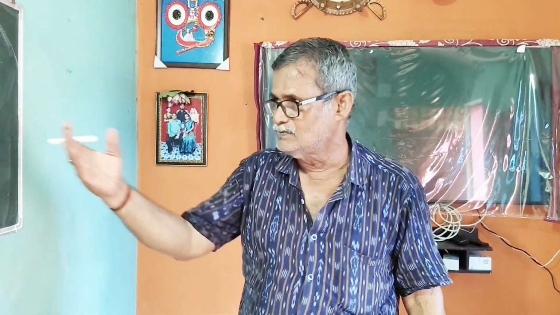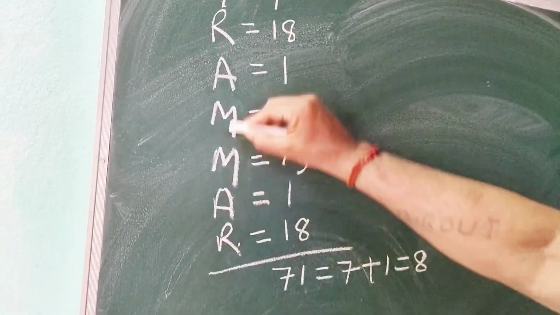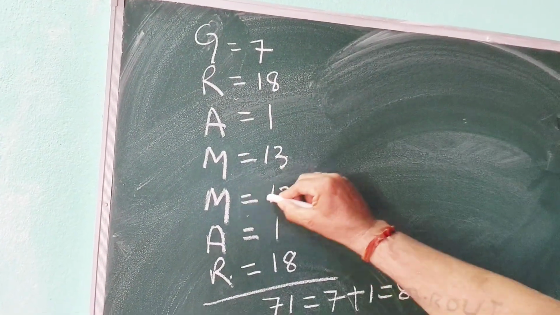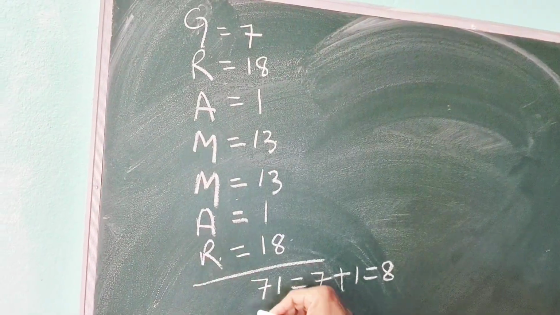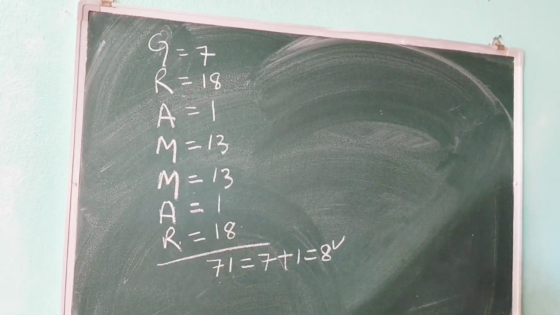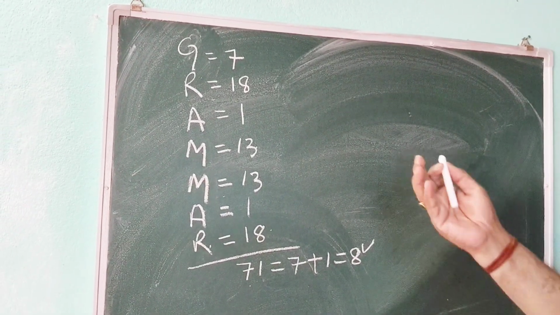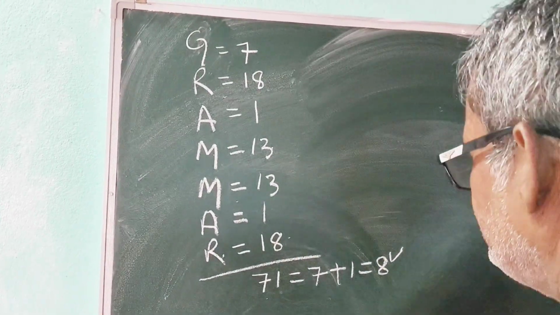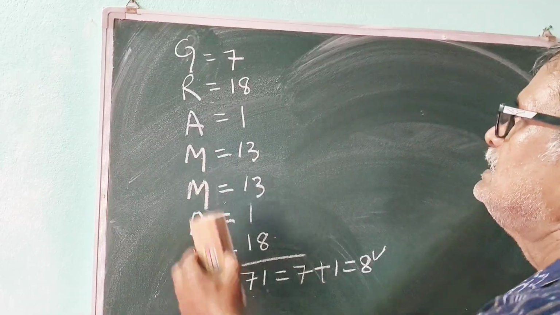So if we add it, let's come to the board and see. GRAMMAR. G stands for 7, R for 18, A for 1, M for 13, A for 1, R for 18. So the total becomes 71, and 7 plus 1 is equal to 8. So how many parts of speech are there in English grammar? That is 8. I have already told you. Let me write that now. I will teach you parts of speech that perfect all your imperfections.